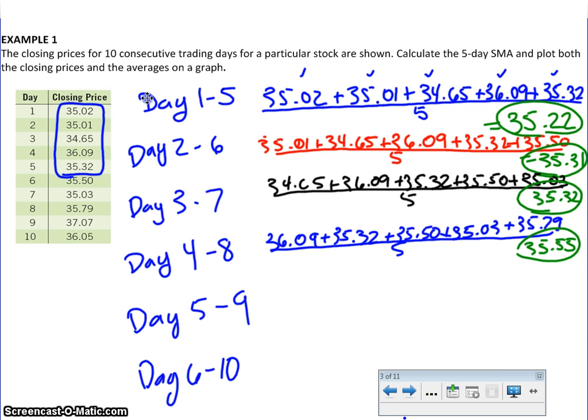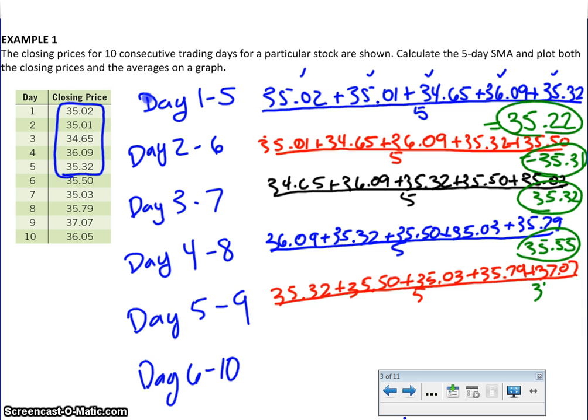Next, I have 35.32 plus 35.50 plus 35.03 plus 35.79 plus 37.07 divided by 5, and I end up with 35.74. And on some of these I am having to round, so remember how to round. If it's 5 or above, I round up. If it's 4 or below, I keep it the same and drop anything after the second decimal place.